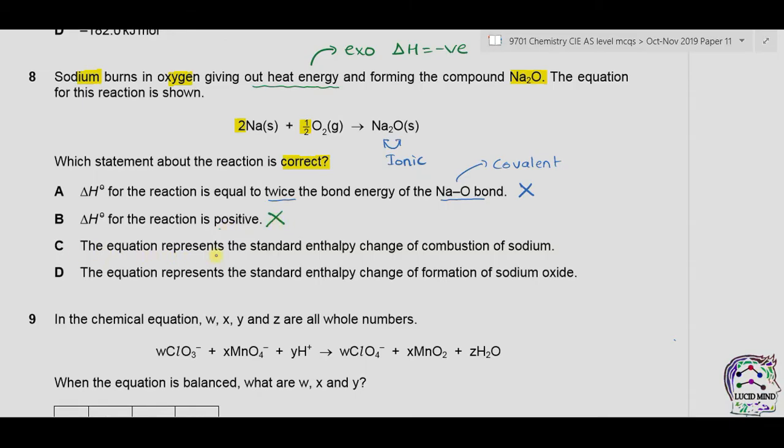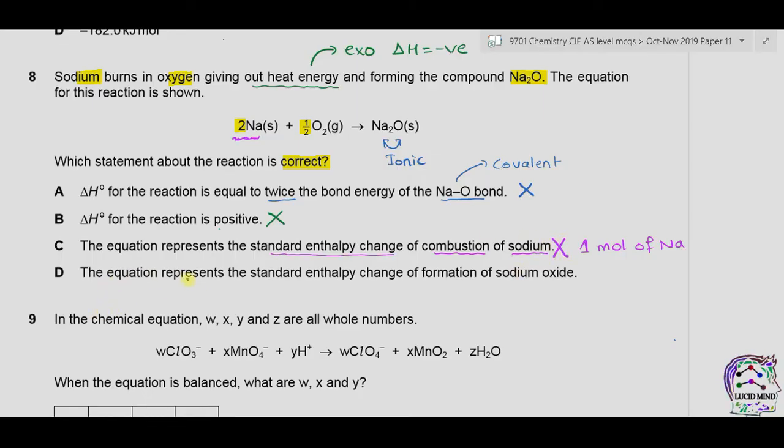C. The equation represents the standard enthalpy change of combustion of sodium. Now for combustion of sodium, the standard enthalpy change will be defined as when 1 mole of sodium is burnt in excess oxygen to form sodium oxide. As in this equation, we can see that 2 moles of sodium are used. So therefore C is incorrect.